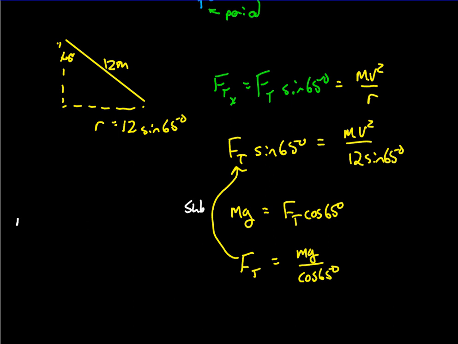Okay, so mg over the cos of 65 is going to replace ft, and we're going to multiply that by the sine of 65 degrees. And that should translate to be equal to mv squared over 12 sine of 65 degrees.